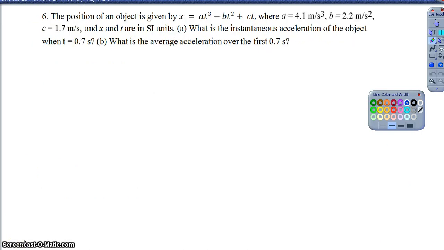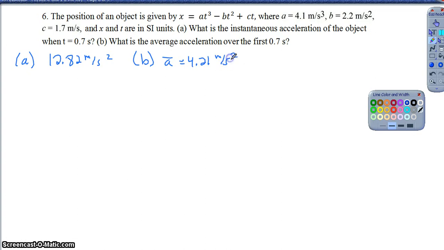Okay, so question 6 is similar to one of the questions we had in the first homework assignment. I'm going to do like I did in that first homework. I'm going to go ahead and start by writing down the correct answers. So the instantaneous acceleration for part A would have been about 12.82 meters per second squared, and then the average acceleration would have been 4.21 meters per second squared.